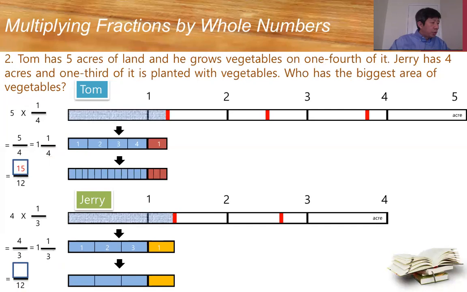Once we change this into 12, you can see the top would be 16. So therefore, you can compare: this is 15 out of 12 for Tom, and this is 16 out of 12 for Jerry. So which one has the biggest area of vegetables? You can compare, right? So we can say Jerry. Jerry has the biggest area of the vegetables, all right?